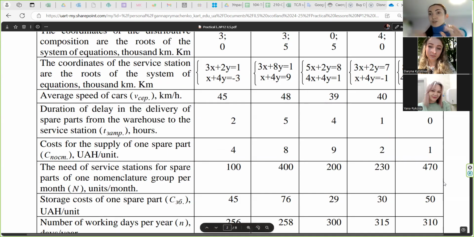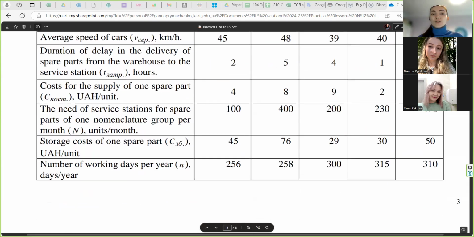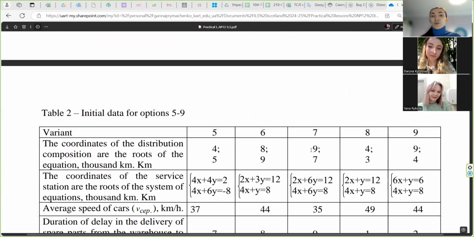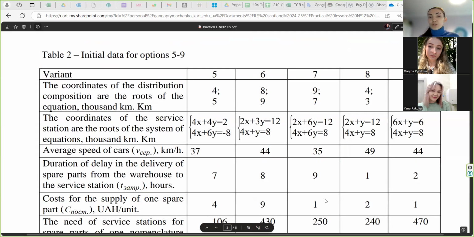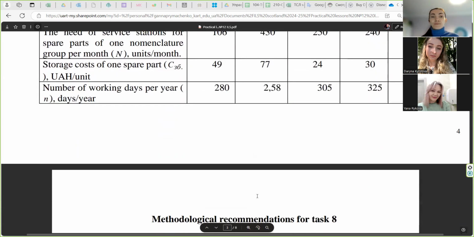For different variants, these are very different positions. And the storage cost of one spare part, also in UH per 1 unit. And the number of working days per year, because it is a car company, and a car company doesn't work all year and has some holidays. So we find this information in our table for 1 year. And for other variants, the same information, but with other parameters.